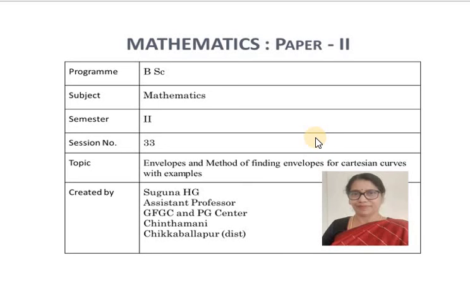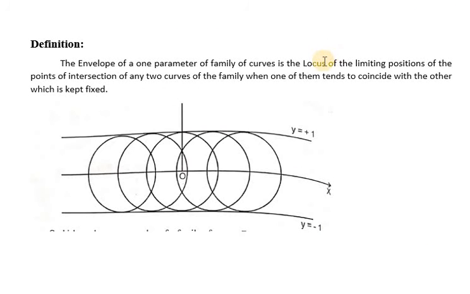In this video, I am presenting you BSc Mathematics Paper 2, Session 33, Envelopes and Method of Finding Envelopes for Cartesian Curves with Examples. First, let us know the definition of envelope. The envelope of a one parameter family of curves is the locus of limiting positions of the points of intersection of any two curves of the family when one of them tends to coincide with the other, which is kept fixed.